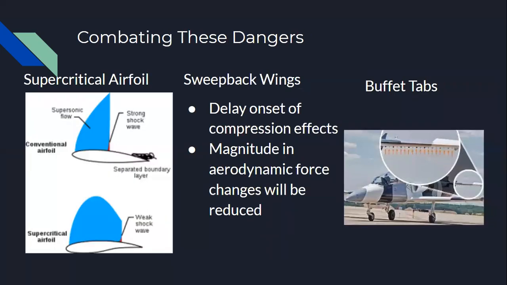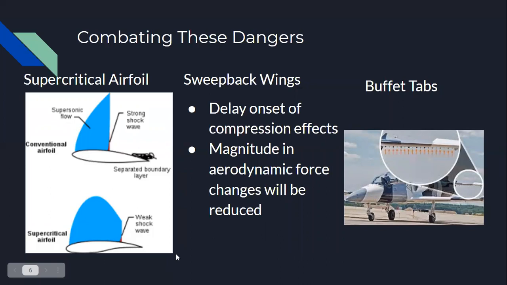So to combat these dangers, which is something we definitely want to do if we want to fly at high speeds like that, we have a number of modifications to our aircraft designs. We have, first off, the supercritical airfoil right here, which is a wing design slightly altered from the one that we're used to seeing in below sonic speeds. It's a bit modified so that the shock wave is much weaker than it would be on the other one.